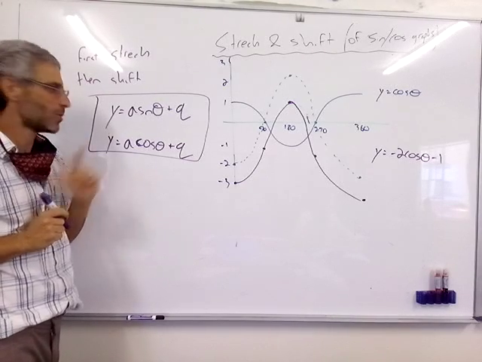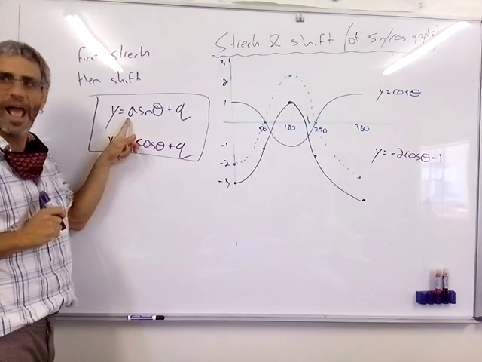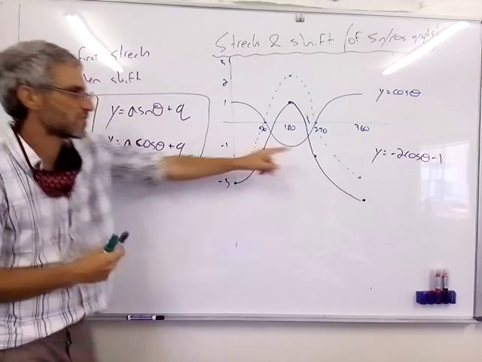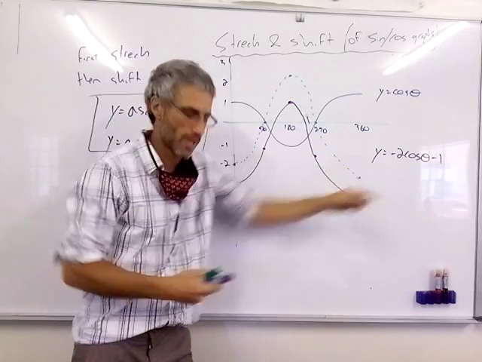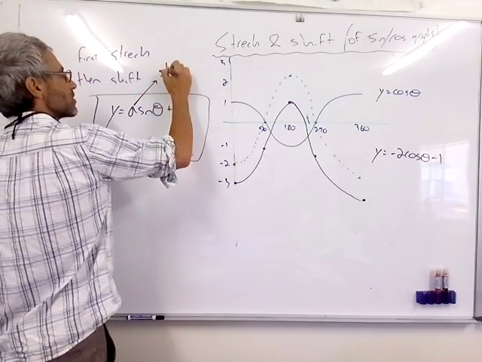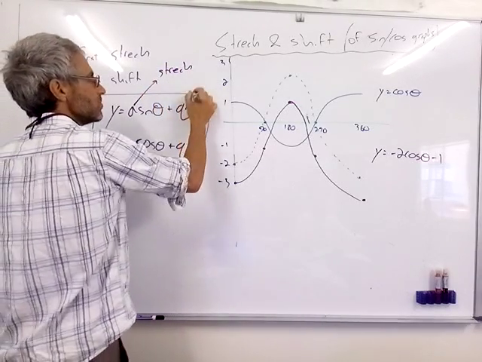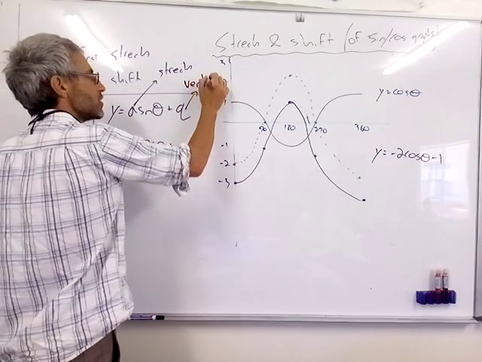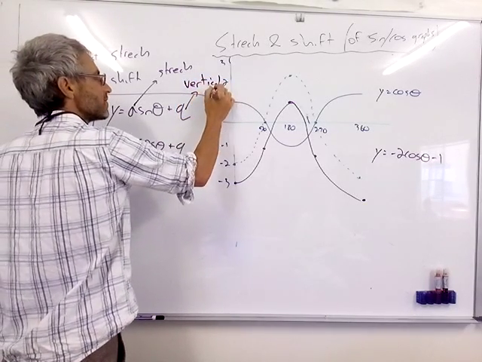Now, we need to figure out what these A and Q are. I think you can tell me, Leo, what is the A? Good. A is your stretch. A is the number in front of sine. And what is the Q? Shift. To be more accurate, it's the vertical shift.